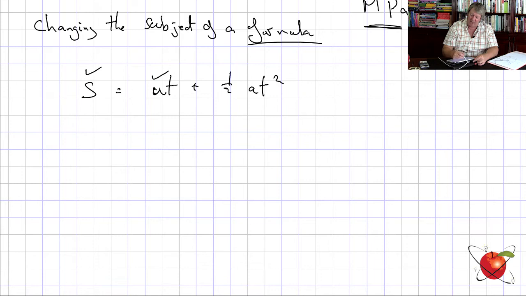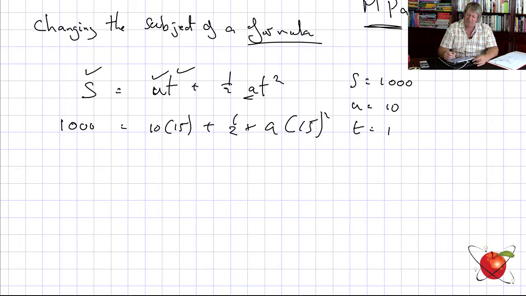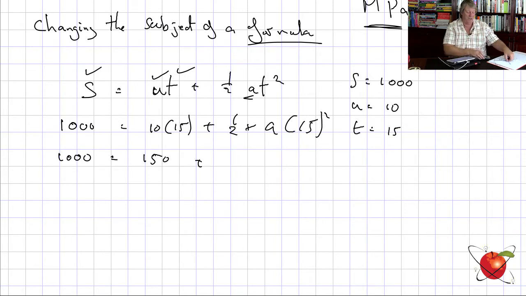So essentially, they might give us S, U and T and ask us to work out A. What do we do? We put in S might be 1,000, okay? U might be 10, T might be 15, okay? Plus a half times A times 15 squared. Can you see I've just substituted in? I've said S was 1,000. I haven't put units in here, okay? Don't worry about that at the moment. It's just this concept we're going through. U, I said, was 10. T was equal to 15. And now we say that therefore 1,000 is equal to 150 plus a half times 15 squared.